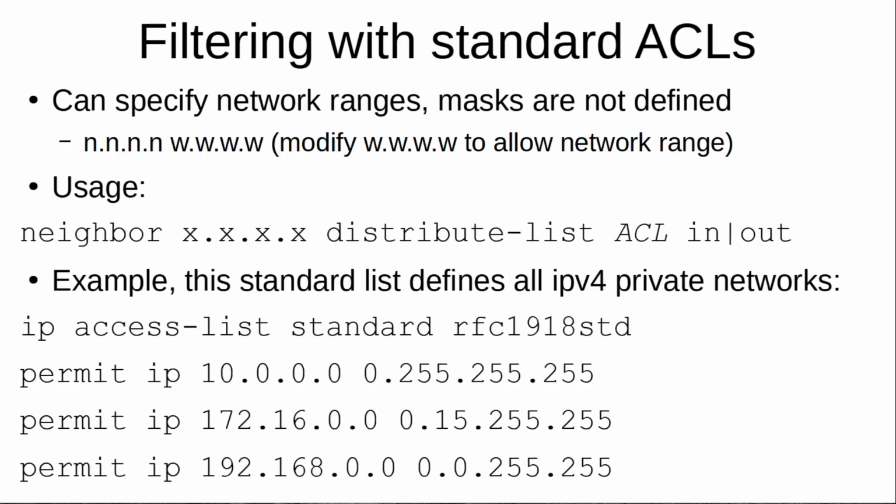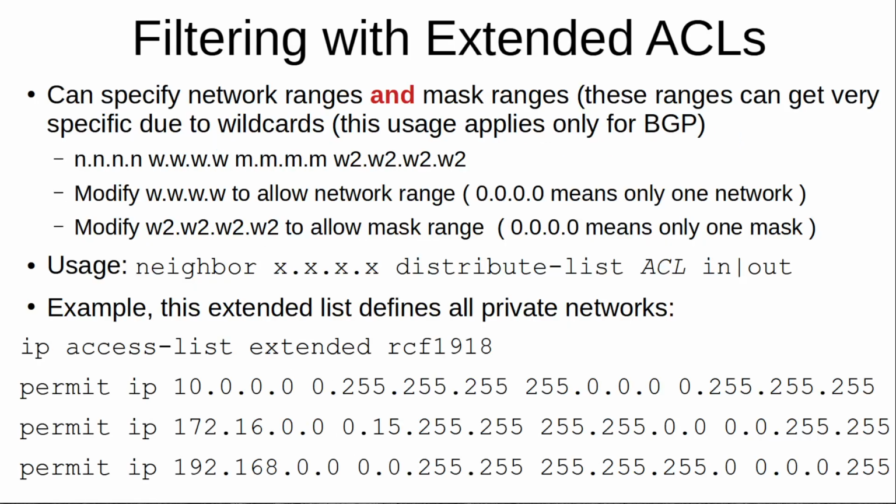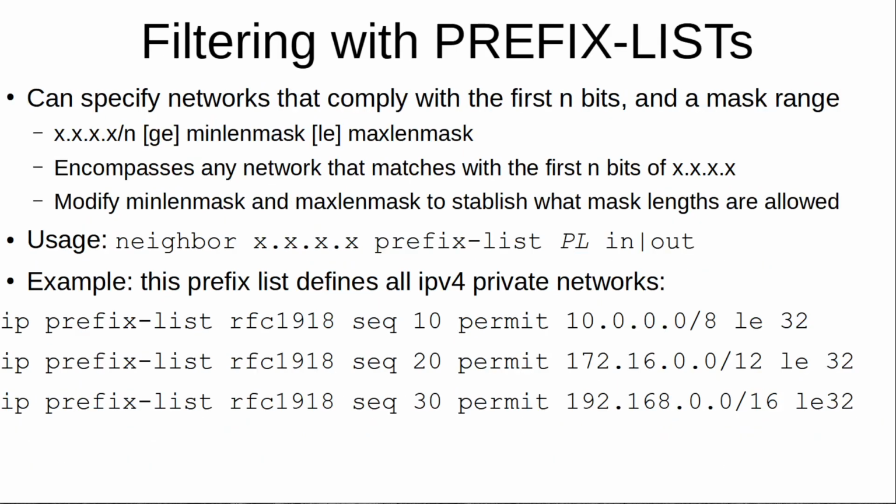You can use standard ACLs to filter. You can use the distribute list command to do so. With standard ACLs, you can only define a set of networks. You cannot define masks. So if you want to define networks and masks, you can use extended ACLs. You can use the distribute list command. The recommended way to filter is using prefix lists. So remember that when using BGP, rather use prefix lists than access lists.